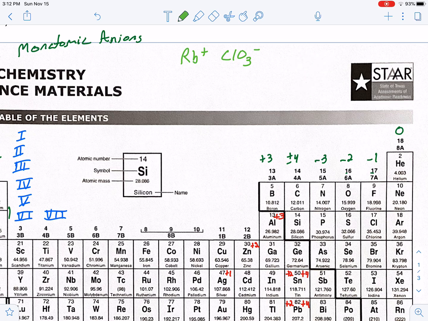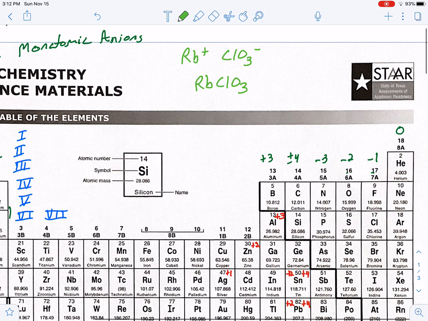Okay, so it's charged, it was balanced. I have a +1, -1, so I don't need any more of either one. So this would just be RbClO3. Okay, so we're going to do our name. So Rb is rubidium.